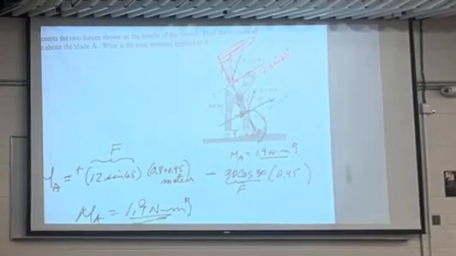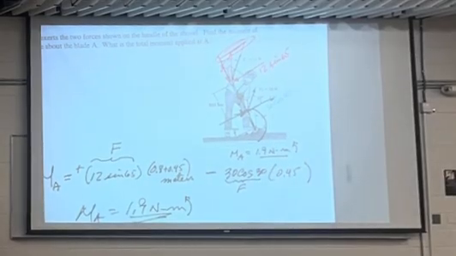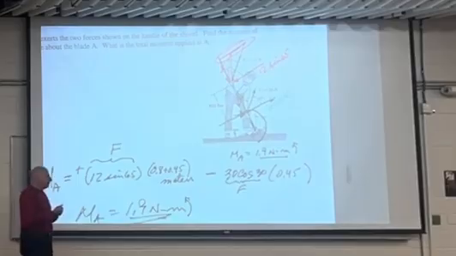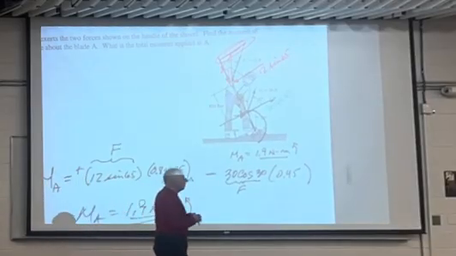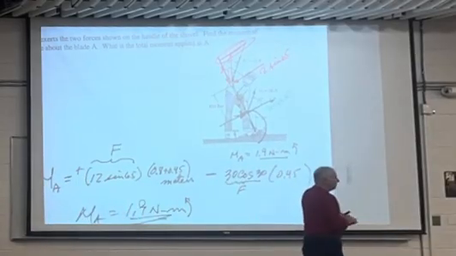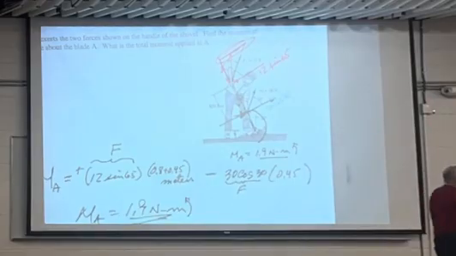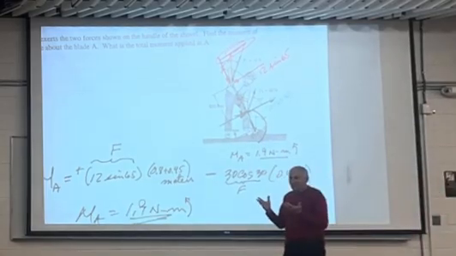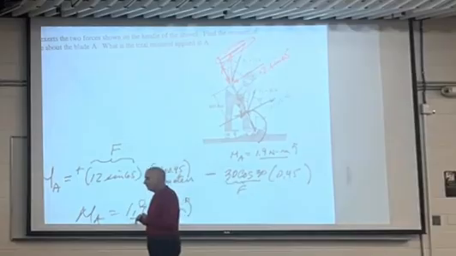Again, nothing fancy, but I want to make sure you're able to do a moment. Moment 3D, R cross F. Moment 2D, force times distance. Usually, by default, we go to Varignon's theorem when we do 2D, because it's the easiest way to get to the distance. Okay?